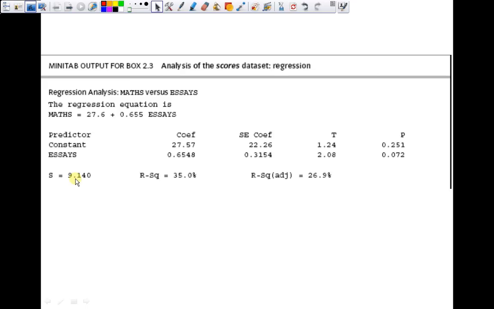And again, this is the standard deviation of the residuals. And if we took the square root of 0.35, we would get our R value. Again, the slope is positive here, so our R value is going to be positive here. So we would have all of those values.